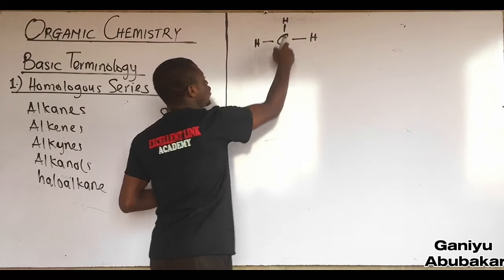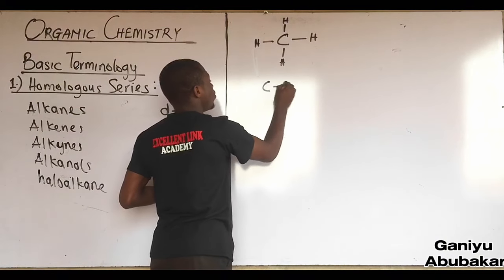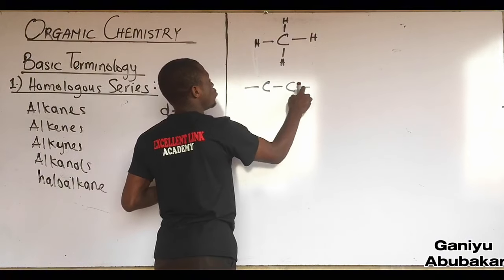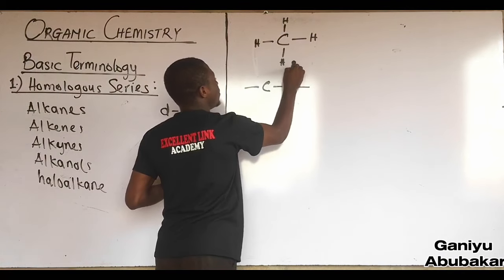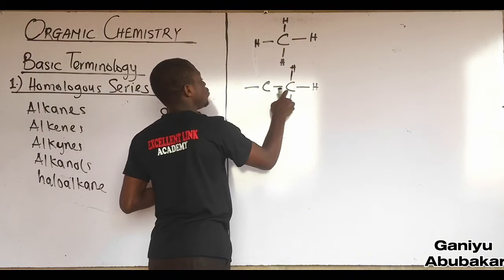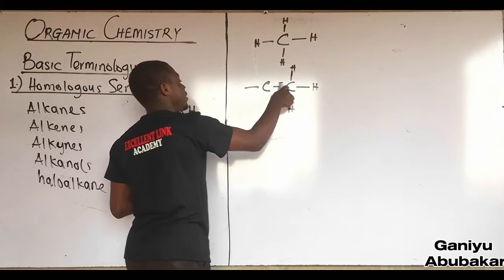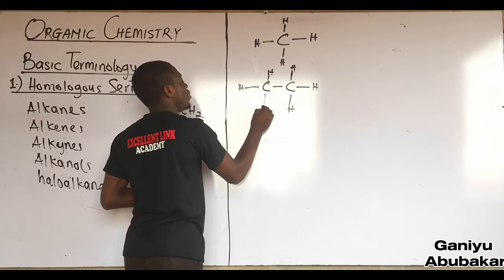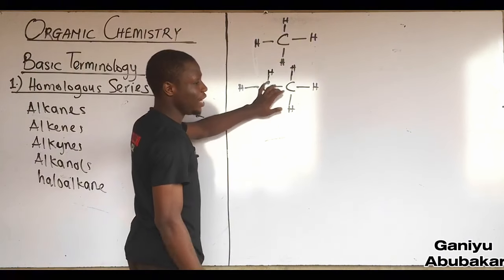The second member, let's use 2 carbon atoms, 1, 2. So let's balance this. This is 1, 2, 3, 4. Balanced. This is the second member of the alkanes.